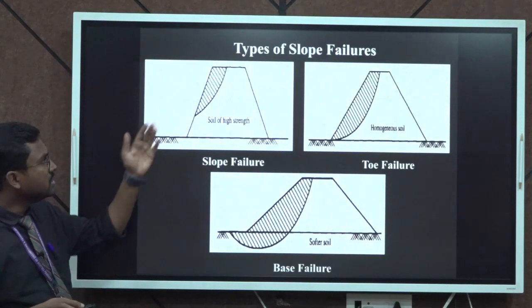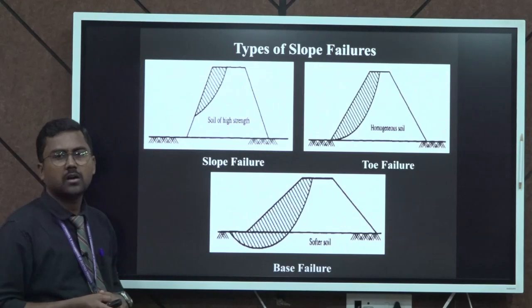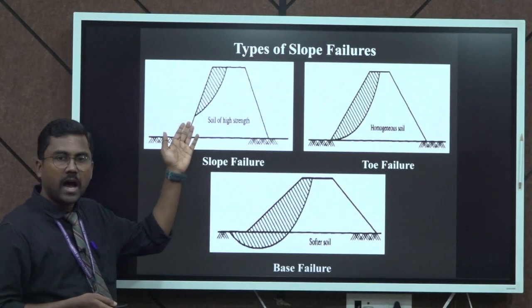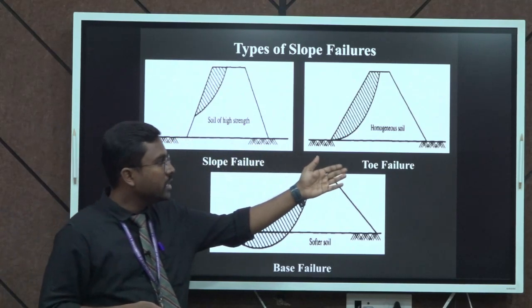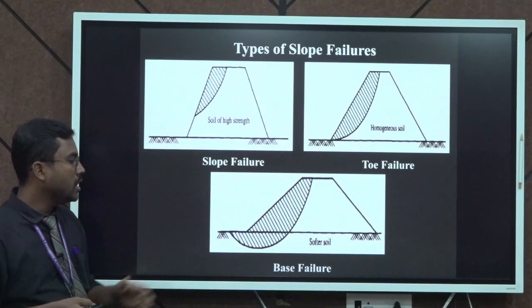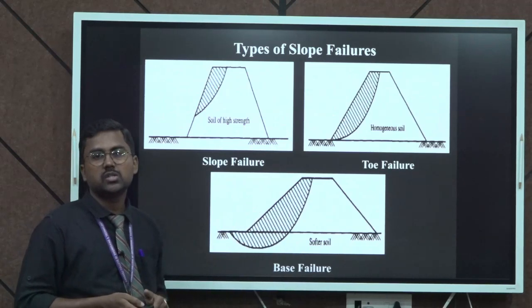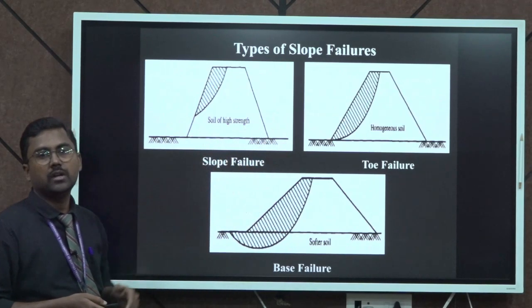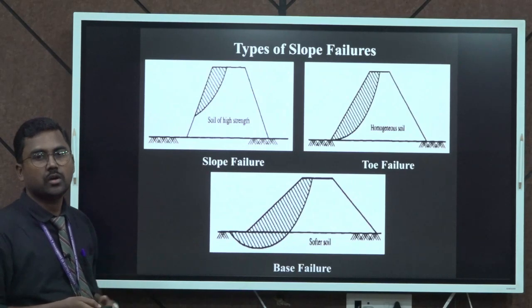And these are all the types of failure that will occur on the slope. The slope failure will occur on the high strength soil, the toe failure will occur on the homogeneous soil, and the base failure will occur on the softer soil. Okay, these are all the different patterns of failure that will occur based on the strength of the soil.